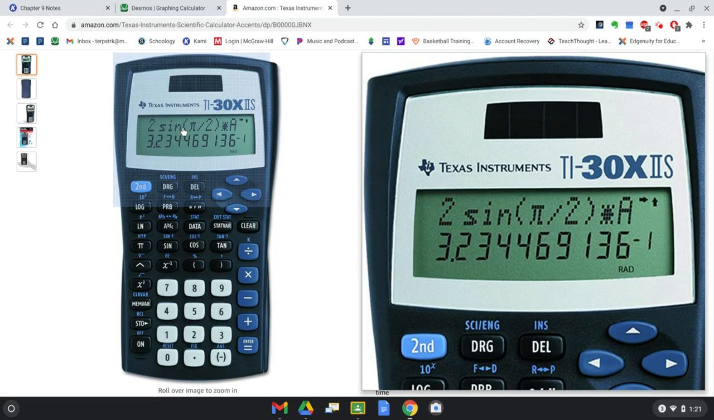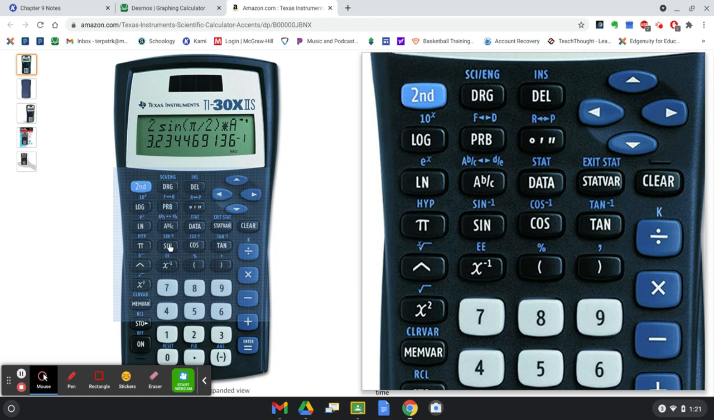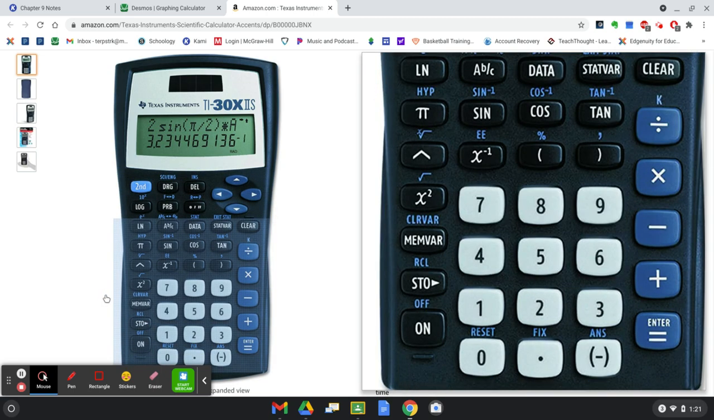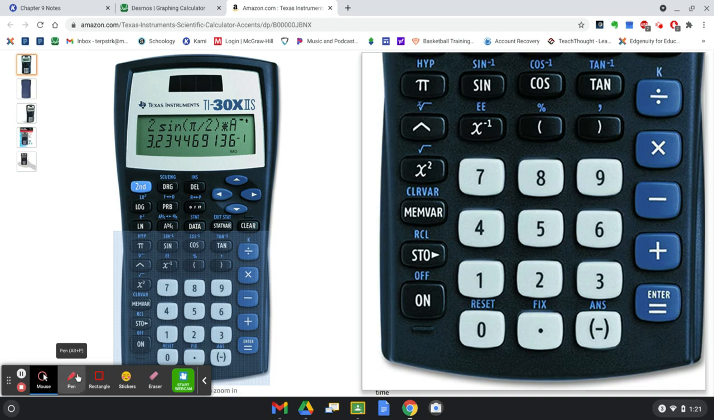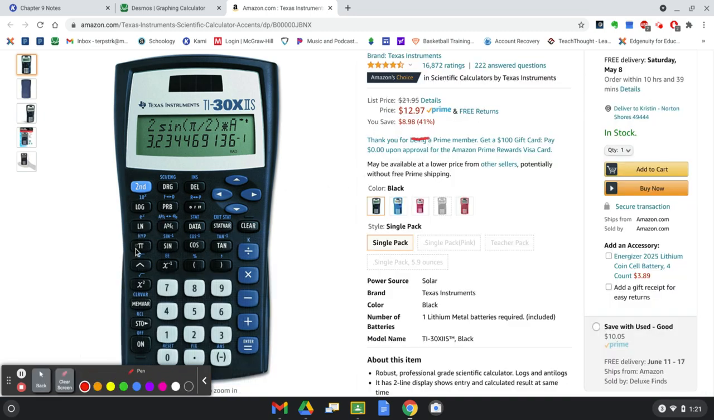But if you have one of these, TI-30s, great calculator. You see on Amazon, it's only about $13. But if you look right above the x squared, you can see the square root symbol. All right, and I'm pointing to it. So if you look at this symbol right here, to get that, you would hit second and then the x squared button, and that would give you your root symbol right there.